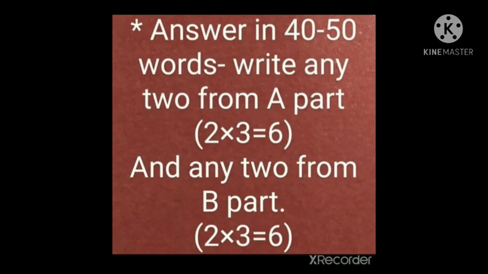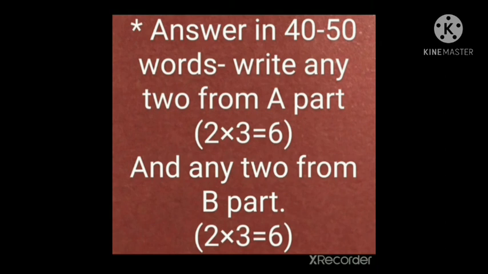The second section is answer in 40 to 50 words. Write any 2 from A part, the same way as the 20 to 30 words. Here also you can see questions from Beehive, and write any 2 from B part. There also you can see questions from Moments. A part contains 3 questions. Choose only 2, and each question carries 3 marks. Then B part, from 3 questions you need to choose only 2 questions and write the answers, and each question carries 3 marks.